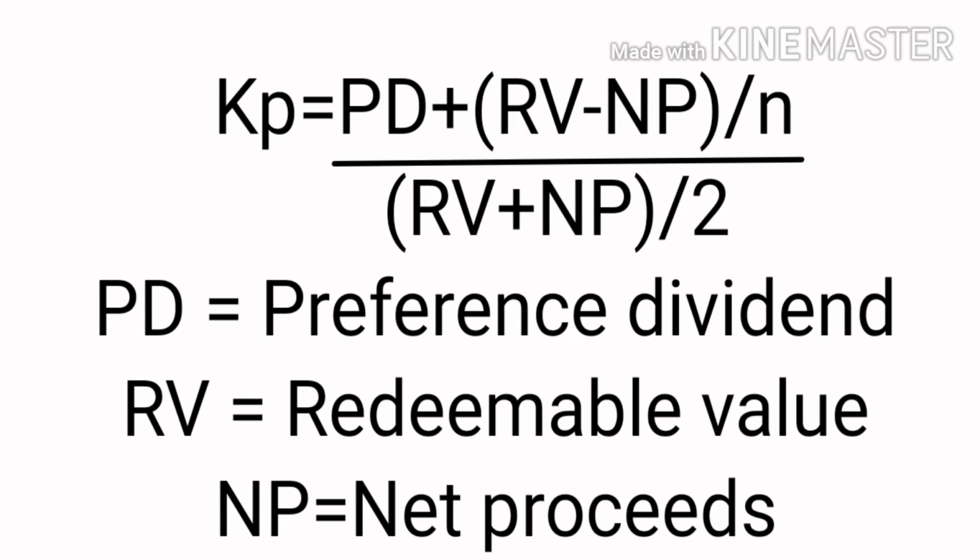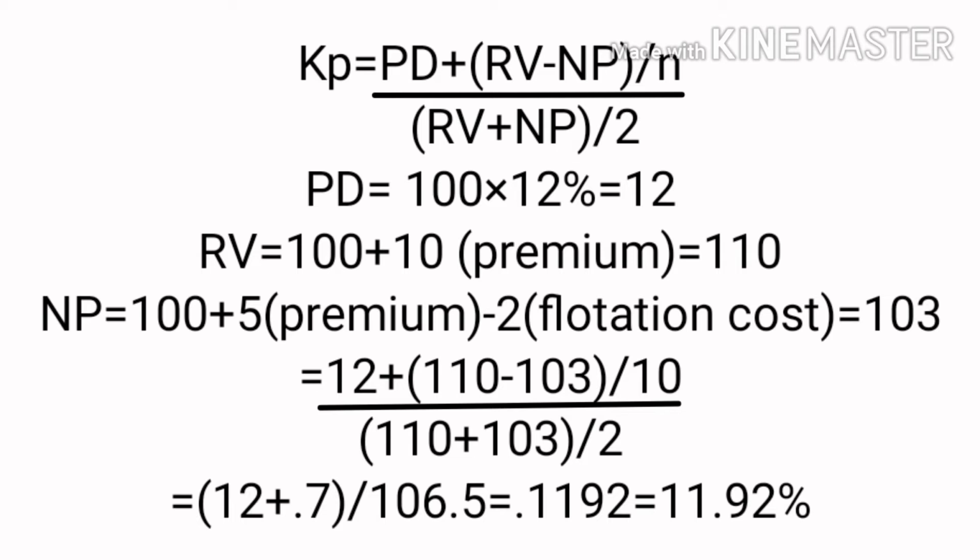For the calculation purpose, we need to consider only one preference share, no need to take the total preference shares. Preference dividend is 100 into 12%, that is 12. Redeemable value is 100 plus 10 premium, that is 110. Net proceeds is 100 plus 5 premium minus 2 flotation cost, equal to 103. Substituting these values, 12 plus (110 minus 103) divided by 10, the whole divided by (110 plus 103) divided by 2. That is 12.7 divided by 106.5, equal to 0.1192 or 11.92 percent.